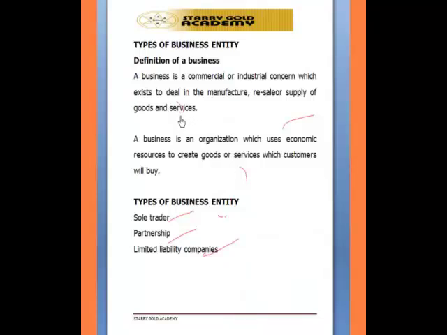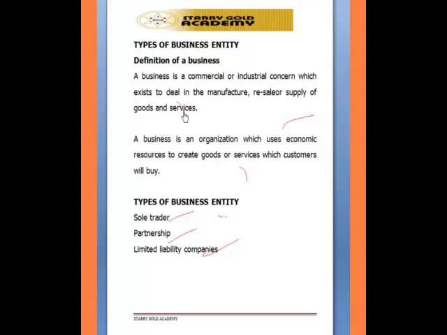The word sole means single. Of course, we know a trader or a proprietor means an owner of a business entity. So a sole trader is a business owned by a single individual. It is a business managed and owned by a single individual with the aim of making profits. That is a sole trader.